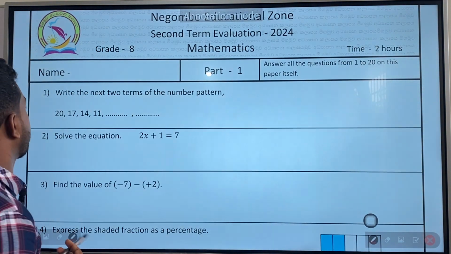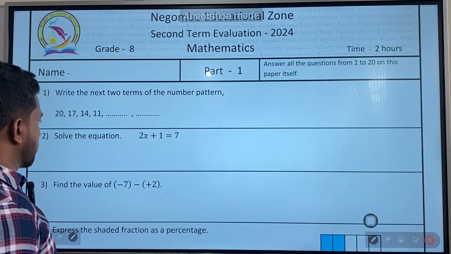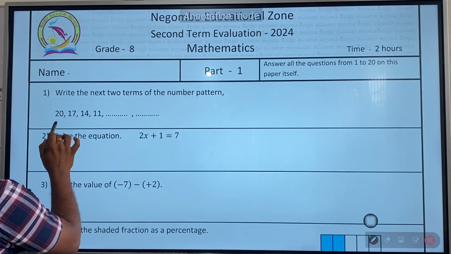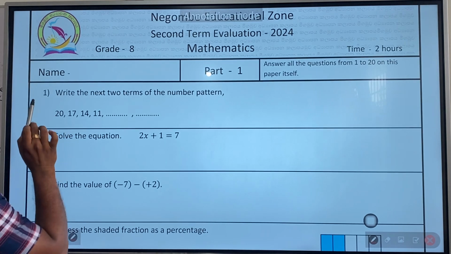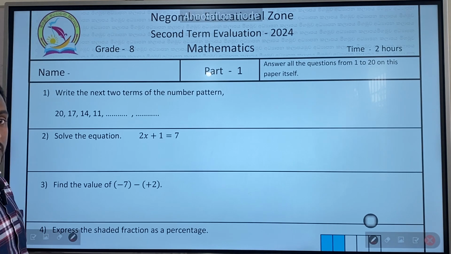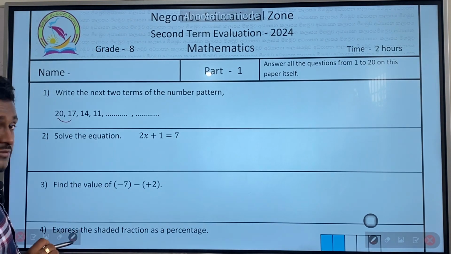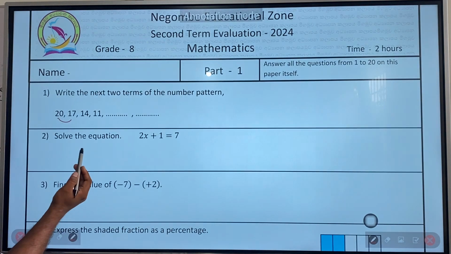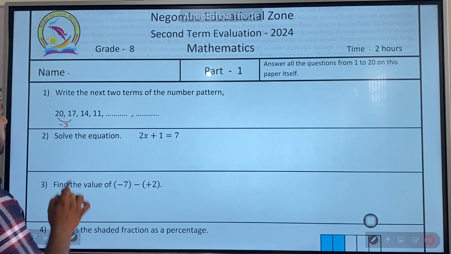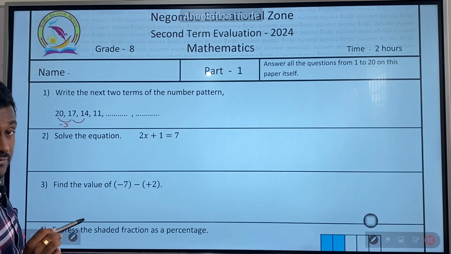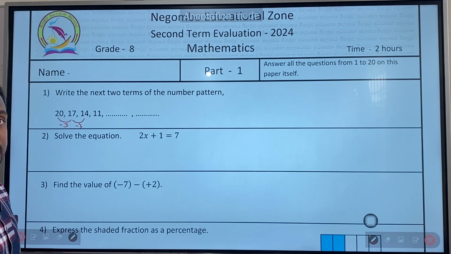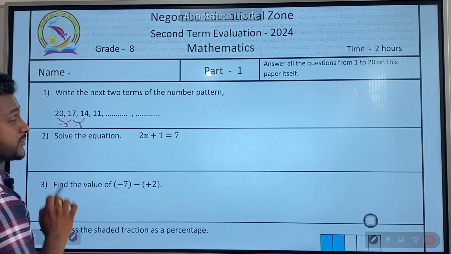Question number 1: write the next two terms of the number pattern 20, 17, 14, 11. What is the relationship between these terms? The second term is formed by subtracting 3 from the first term. Look at the third term: it is also formed by subtracting 3 from the second term, so the common difference is minus 3.